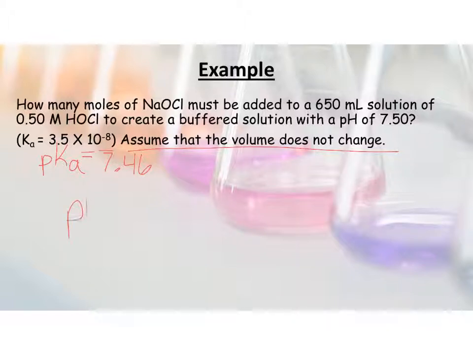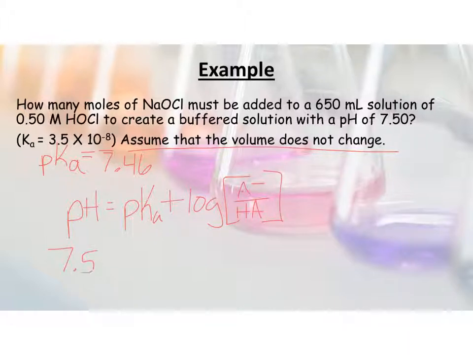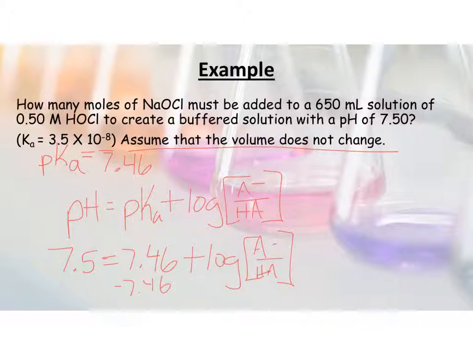Okay, so I'm going to get my equation out here, Henderson-Hasselbalch. Oops, I put the wrong one on top, didn't I? Alrighty. So I've got my conjugate base and weak acid. I want my pH to be 7.5. My pKa is 7.46. And then I've still got my log of my base over my acid. I need to figure out what I need that ratio to be. So I'm going to subtract and simplify, and I get 0.04 is equal to the log of my conjugate base over my acid.